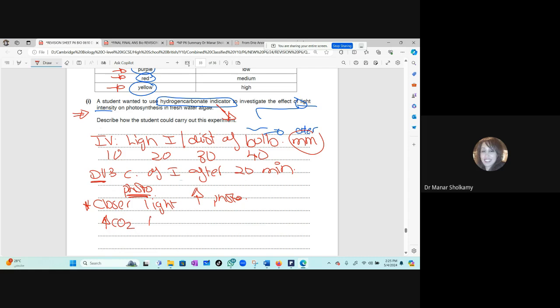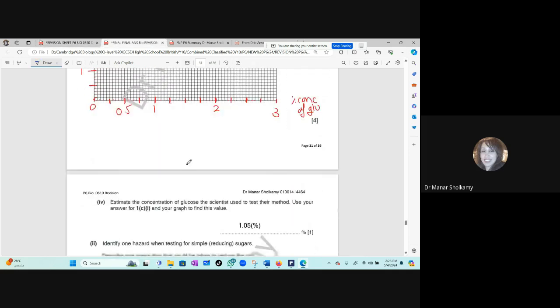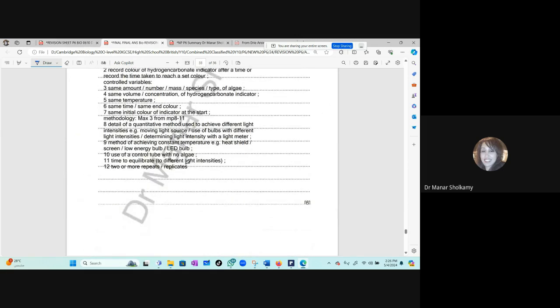Good. And you can write a note that the closer the light, the more the photosynthesis, the more the CO2 absorbed by the plant, the less the CO2 present in the indicator. That is why the indicator will be purple. Even though they don't want an explanation, we are explaining together in case the question comes in a different way. Do you understand this? Let's look at the mark scheme. This wasn't a nice investigation. It was a very tricky one.